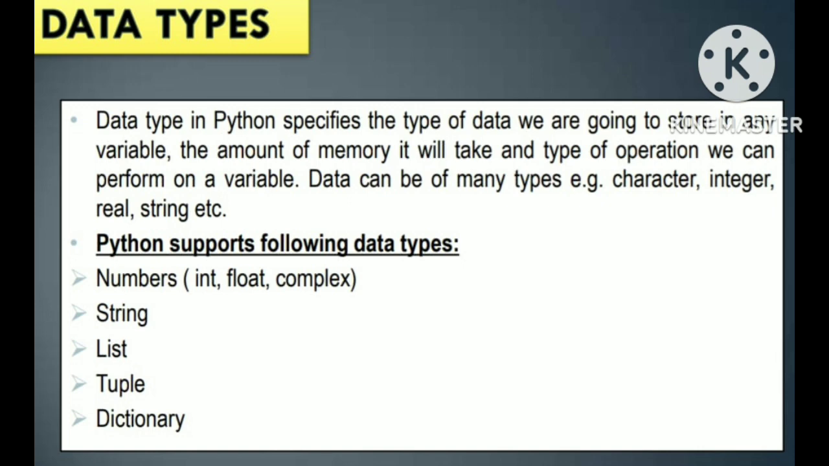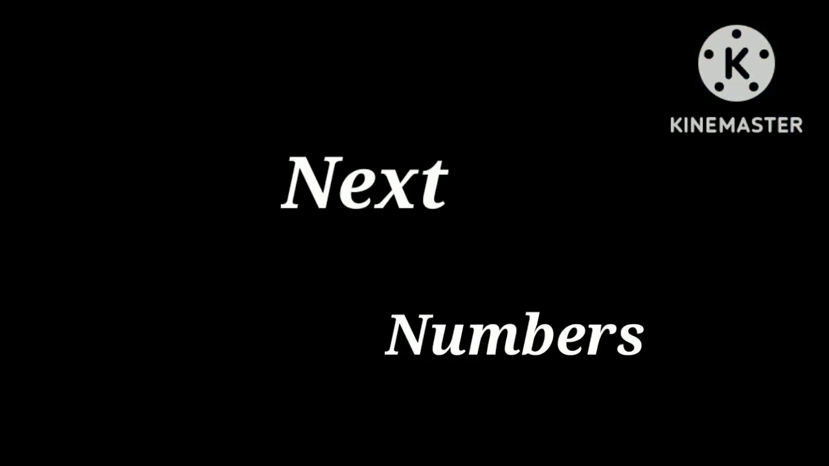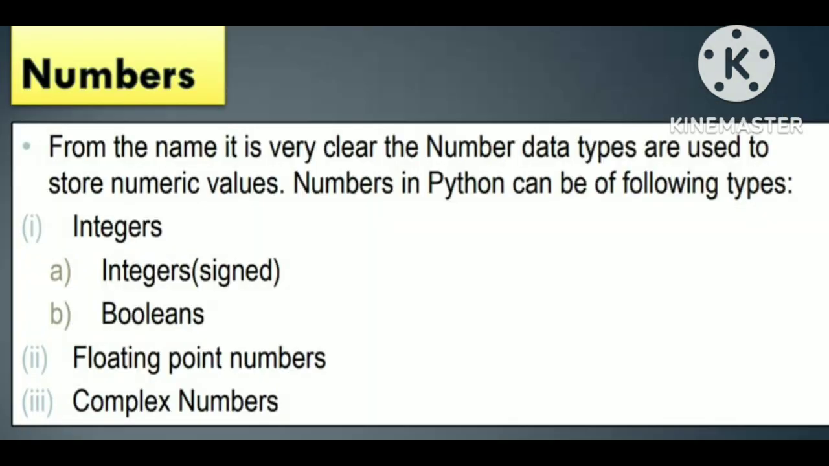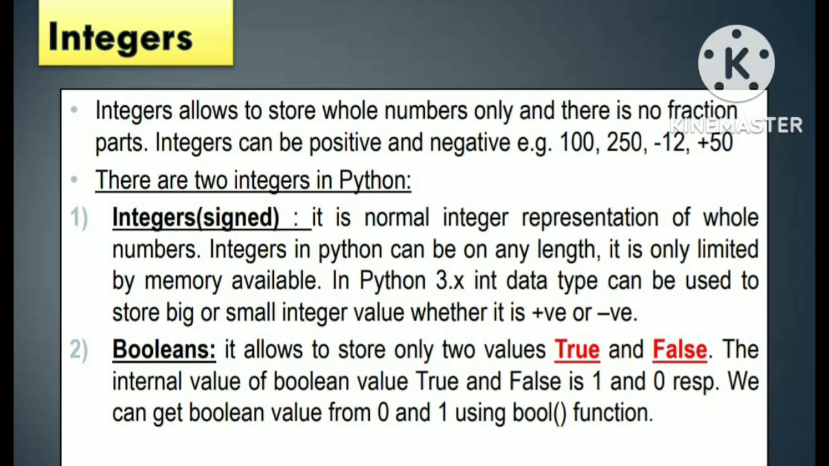Python supports the following data types: number, string, list, tuple, dictionary. Numbers. From the name, it is very clear the number data types are used to store numeric values. Numbers in Python can be of the following types: integers, integers signed, booleans, floating point numbers, complex numbers. Now we will see about integers.